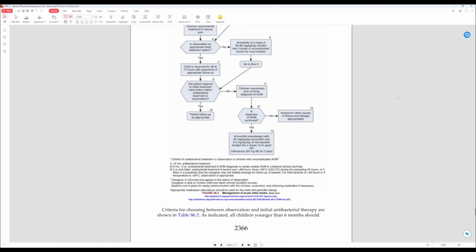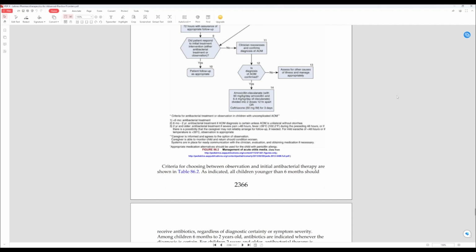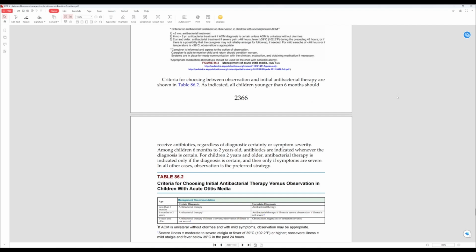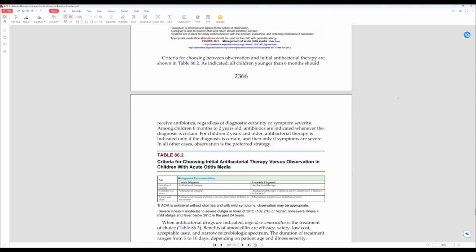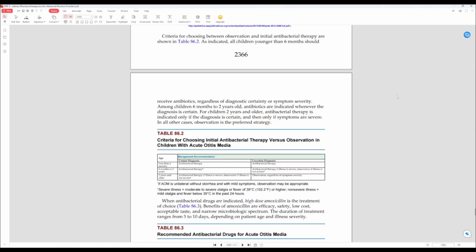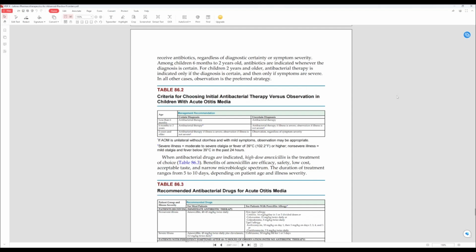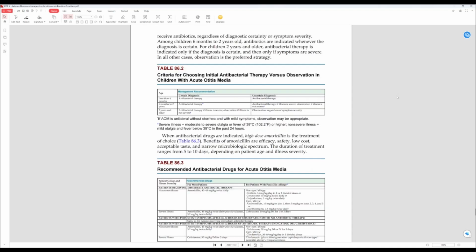Criteria for choosing between observation and initial antibacterial therapy again are shown here on this table. As indicated, all children younger than 6 months should receive antibiotics, regardless of diagnostic certainty or symptom severity. Among children 6 months to 2 years old, antibiotics are indicated whenever the diagnosis is certain. And for children 2 years and older, antibacterial therapy is indicated only if the diagnosis is certain, and then only if the symptoms are severe. In all other cases, observation is the preferred strategy.